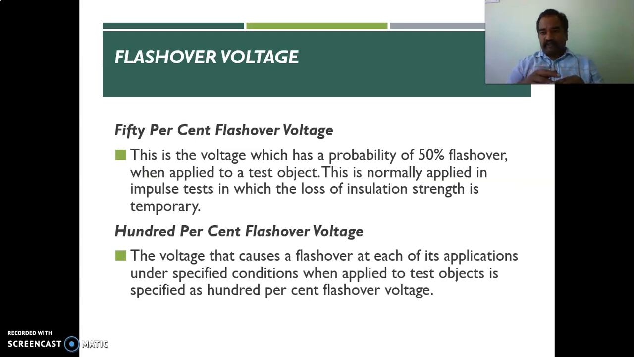And next is flashover voltage. The voltage which creates a flashover in your material is called flashover voltage. If the voltage creates a flashover every time it is applied, it is called 100% flashover voltage. Let us suppose it creates only 50% of the flashovers, which means the probability of getting a flashover is only 50% when you apply this voltage. It is called 50% flashover voltage. If the probability is 20%, it is called 20% flashover voltage. Like this, a flashover voltage will be there for each and every piece of high voltage equipment, just like the withstand voltage. The flashover voltage will basically be higher than the withstand voltage.